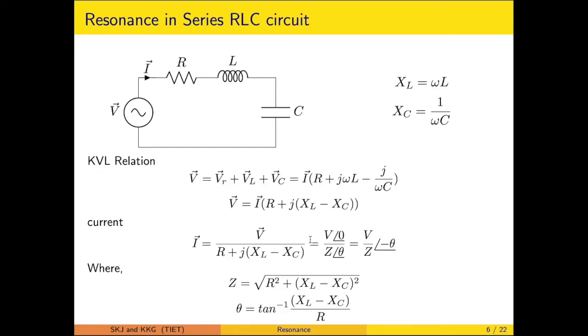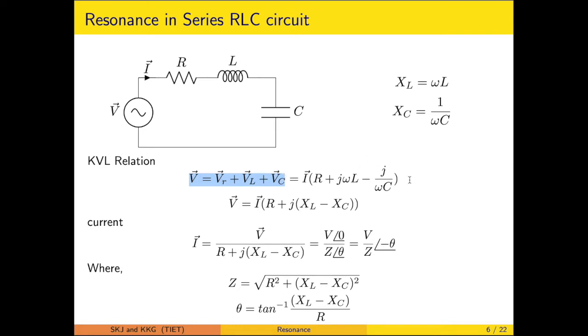In the case of the series resonance circuit, the series RLC circuit, we have a source of fixed magnitude V, but the frequency is varying, and R, L and C are connected in series. The KVL suggests the supply voltage has to be equal to VR plus VL plus VC.